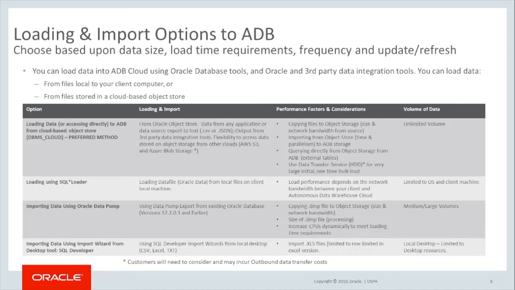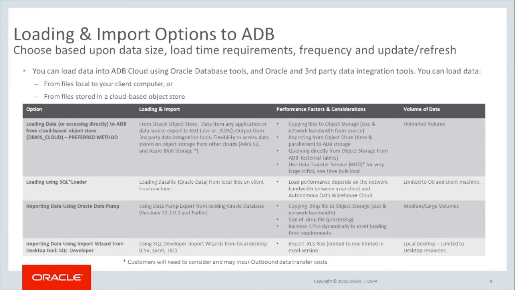DBMS Cloud allows data movement from the Object Store, data from any applications or data sources, export to text, .csv or JSON, and output from third-party data integration tools. DBMS Cloud can also access data stored on object storage from other clouds, AWS S3 and Azure Blob Storage. DBMS Cloud does not impose any volume limit, so it's the preferred method to use.